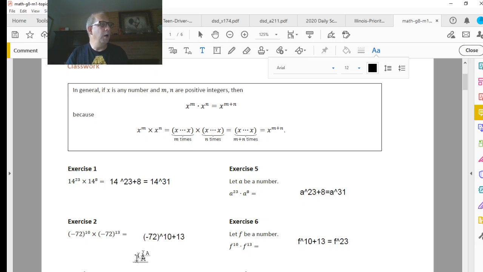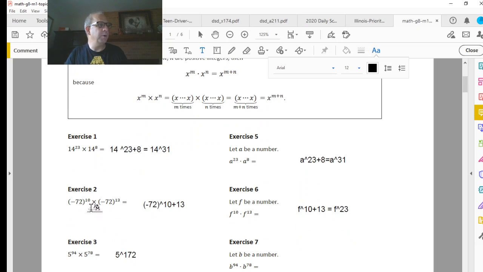Okay. Negative 72 to the power of 10 times negative 72 to the power of 13 would be negative 72 to the power of 10 plus 13, or negative 72 to the power of 23. Doesn't matter if it's negative 72 or if it's f, as long as your bases are the same.